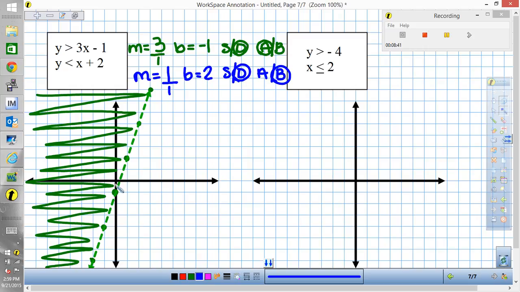So I'm going to start at positive 2. My slope is up 1, right 1. And go all the way across your graph. Then go backwards. We determined it was a dotted line. So again, I need to make it dotted. And this time it is shading below. Below will be underneath the blue line here.